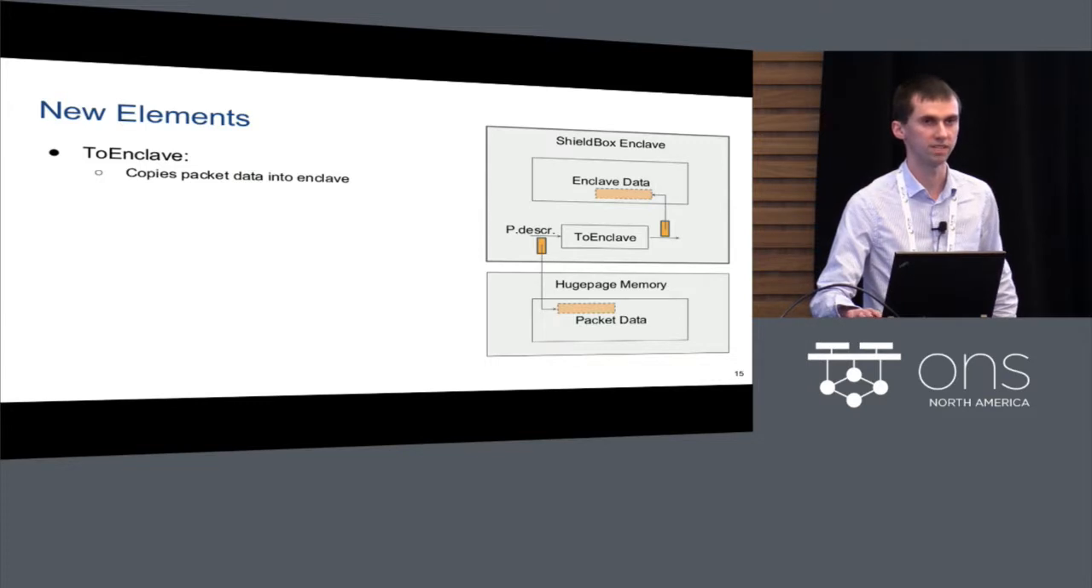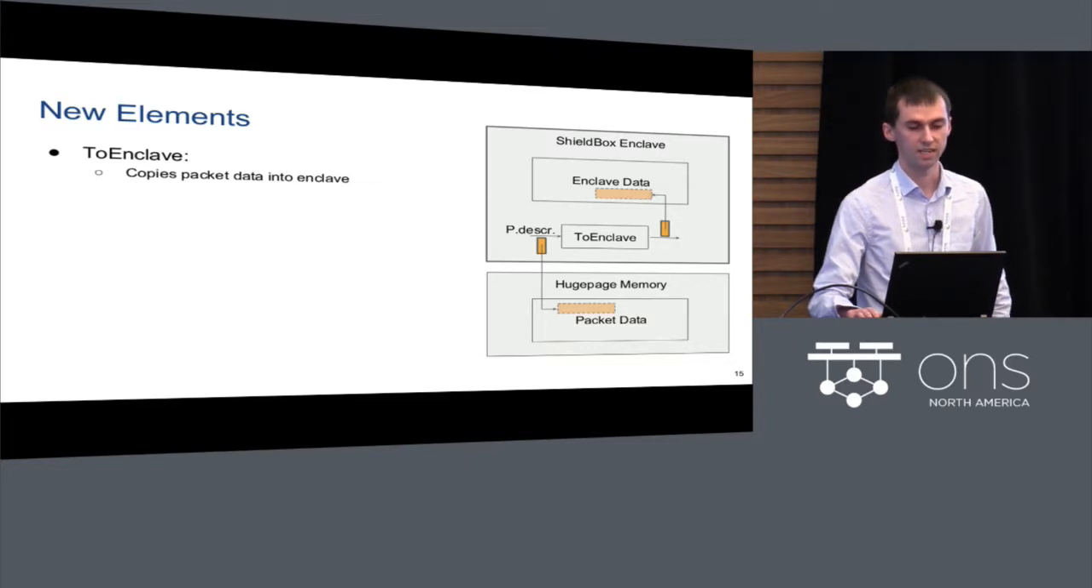So we have also implemented several new elements, the most important of which is ToEnclave. Basically, what it does is that it copies packet data into the enclave. The idea is that both packet data and DPDK memory buffers are allocated in the huge page memory. But for the memory buffers, we actually have to maintain a Click packet descriptor, and it is created inside the enclave. But the packet data remains outside.